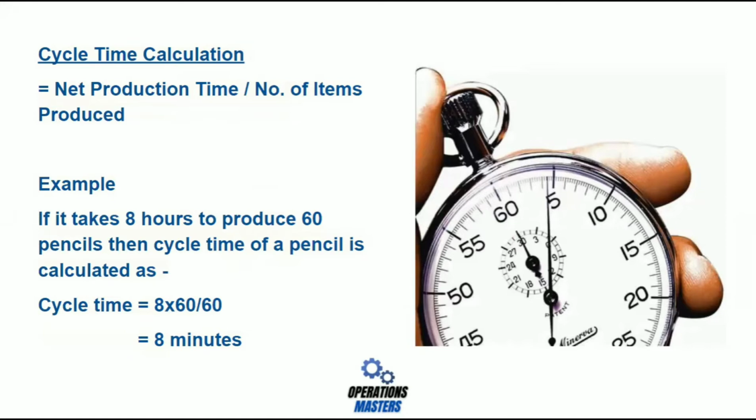So, as an example, let's say if it takes 8 hours to produce 60 pencils, then the cycle time of a pencil is calculated as 8 hours divided by 60. So that comes as 8 minutes per pencil. So it can be said that the cycle time of pencil is 8 minutes.